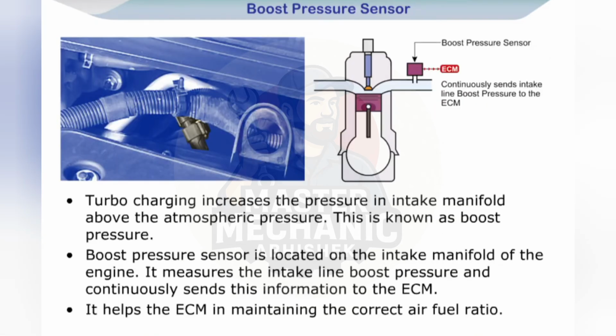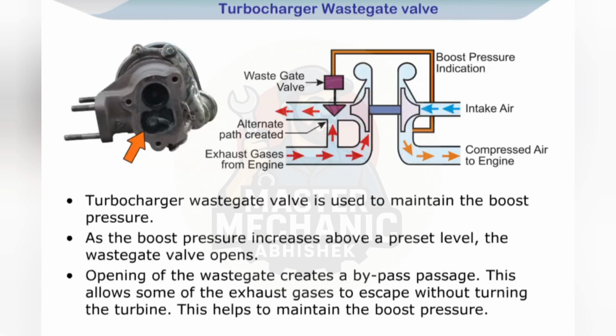Turbocharging increases the pressure in intake manifold above the atmospheric pressure. This is known as boost pressure. Boost pressure sensor is located on the intake manifold of the engine. It measures the intake line boost pressure and continuously sends this information to the ECM. It helps the ECM in maintaining the correct air-fuel ratio.